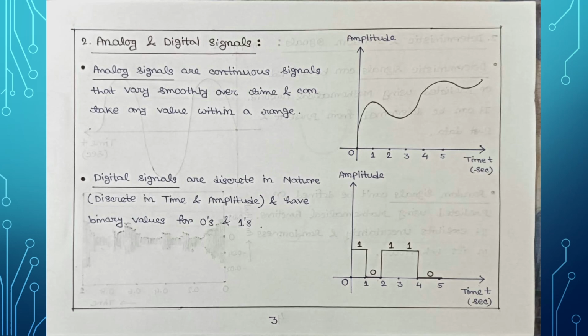Then, digital signals are discrete in nature, both discrete in time and amplitude, and have binary values of zeros and ones. For example, here in this example, we have time t and amplitude, with a lower amplitude and an upper amplitude also. Lower amplitude for zeros and upper amplitude for ones.